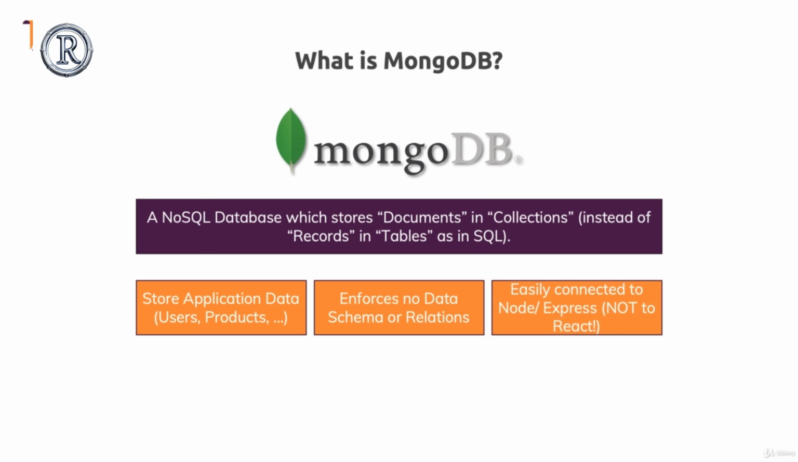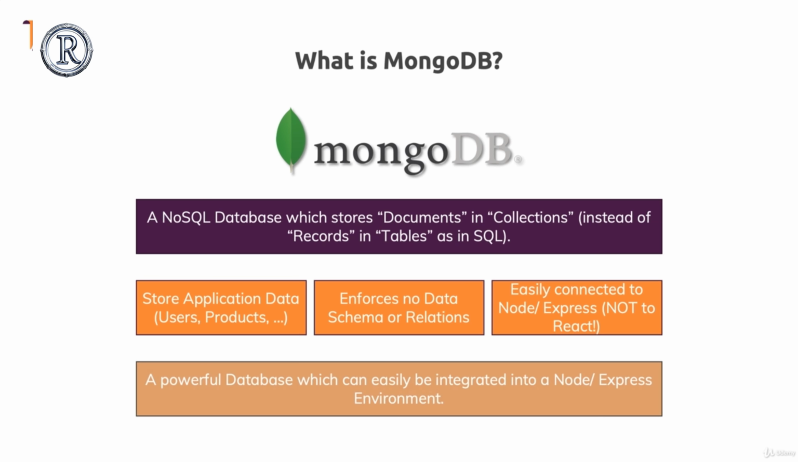It's also very easy to connect it to Node and Express, because as you will see throughout this course, writing queries against MongoDB is really straightforward and super easy when working with JavaScript anyways. So it's really fun and easy to use MongoDB in JavaScript applications. Now, for security reasons, as you will also learn throughout this course, we don't connect to MongoDB directly from inside our React application. Instead, we do that with the help of Node and Express, and that is how we then have all these technologies work together. So it's a powerful database which can easily be integrated into a Node Express environment.